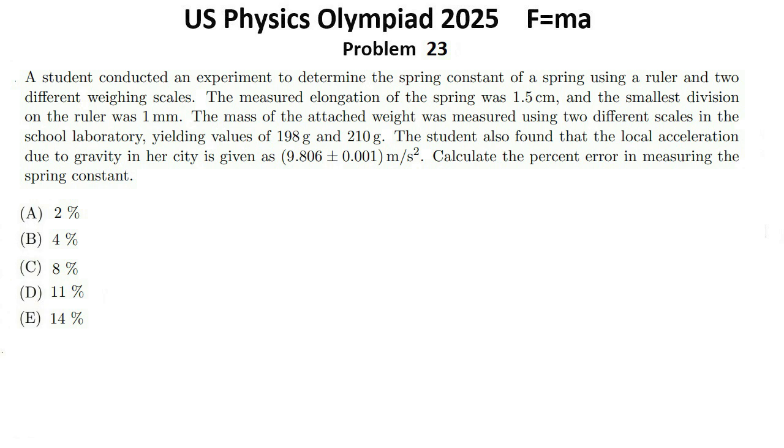The student also found that the local acceleration due to gravity in her city is given as 9.806 plus or minus 0.001 meters per second squared. Calculate the percent error in measuring the spring constant.